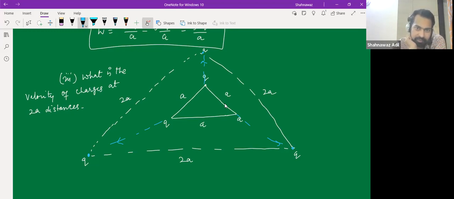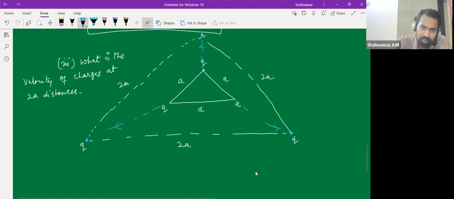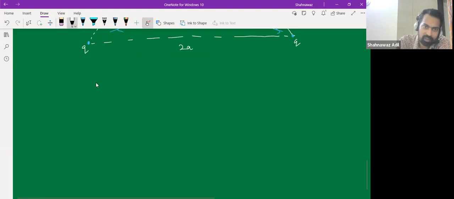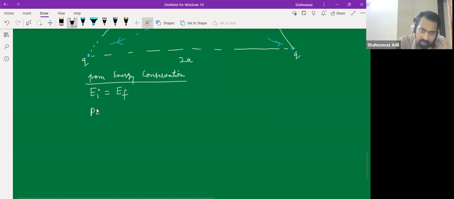Is that clear to you, guys? Yes, sir. So at point 2A, we are calculating the velocity. We know that E initial is equal to E final from energy conservation, right? Initially, the charges were not moving, they were at rest, so we had only potential energy. But at this point, we have some potential energy as well as kinetic energy. So we will have PE initial plus KE initial equal to PE final plus KE final.